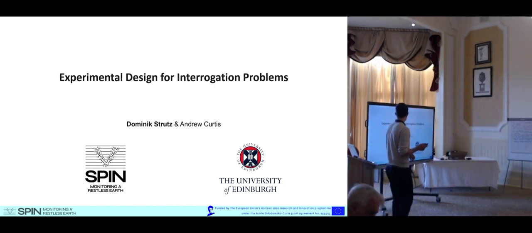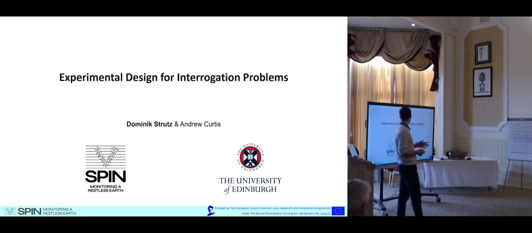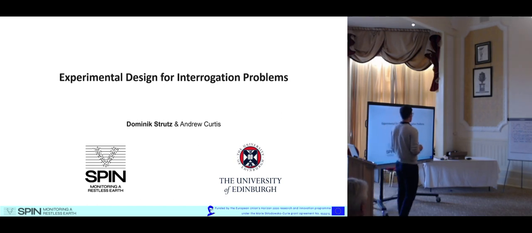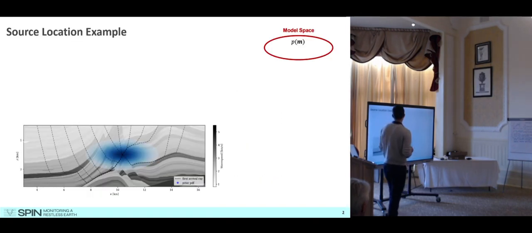Go ahead. Okay, so hi, I'm Dominik, and today I will give you a brief primer on experimental design for interrogation problems. This work is done at the University of Edinburgh together with Andrew Curtis, and I will try to explain it with a simple example for you all to understand what it means. So let's consider this relatively simplistic seismic source location example. And here in blue you can see a prior probability density function, and this just means that's the information we have where events are likely to occur. So in this dark blue area we think it's very likely that an event occurs, and in this lighter blue area it's less likely, but we have some idea where it's going to happen.